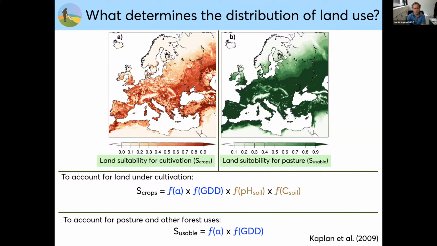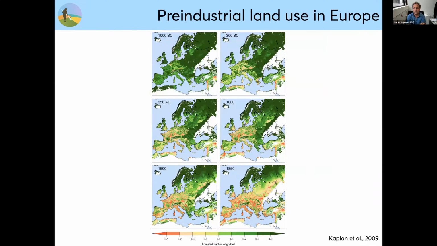So here are just a couple of example maps for Europe showing suitability for cultivation, where you have low suitability for cultivation in the north or in the deserts where it's dry or too cold, or in the high mountains. Okay, high suitability for cultivation in other regions where especially you have good soils and good climate. And similarly, we can make maps like that for pasture, and putting that together with estimates of past population, simulate things like land cover change over time.